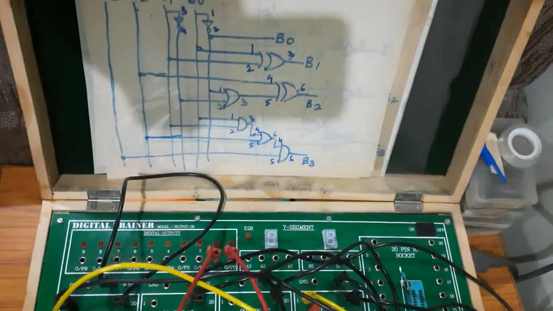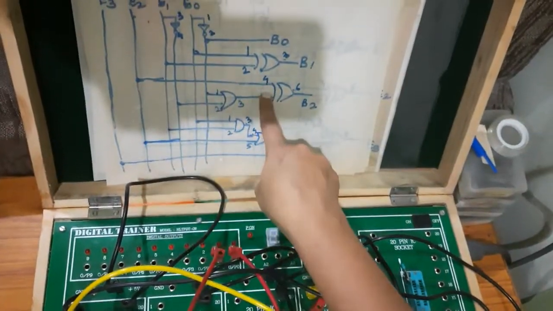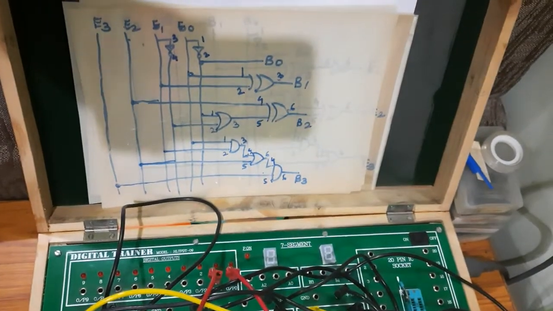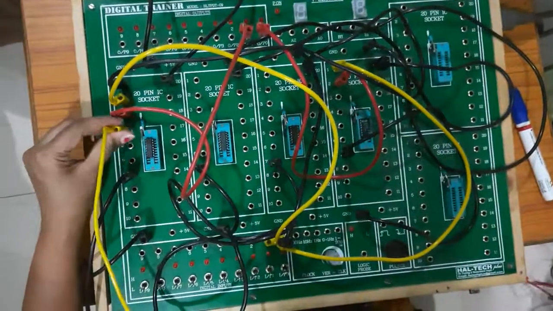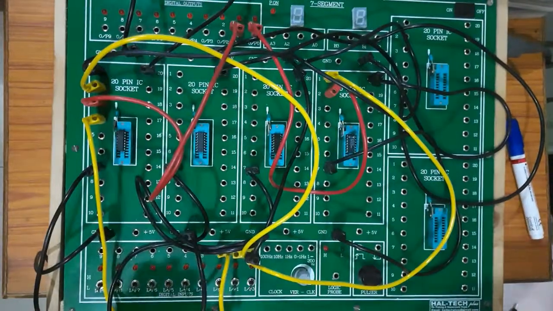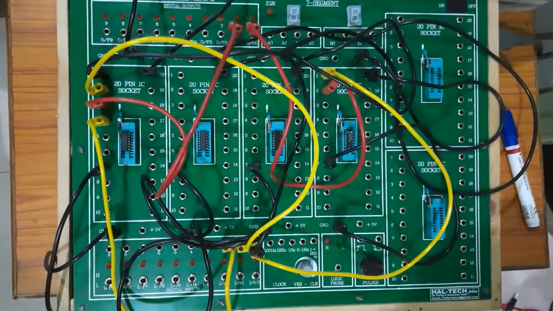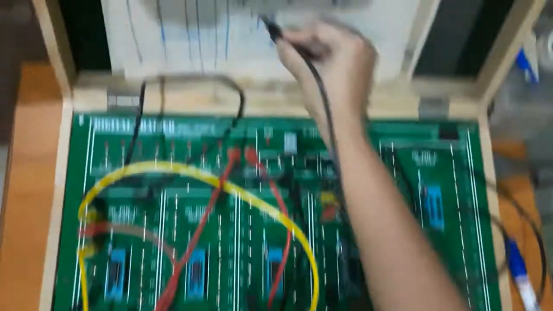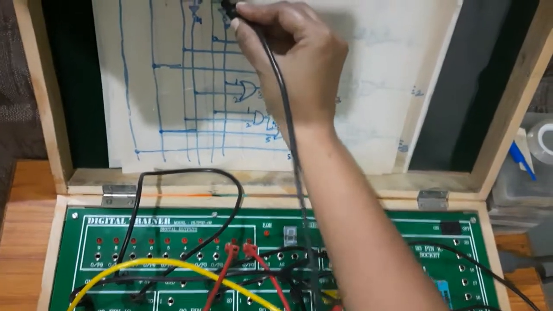Now for B2, the E2 input is to be connected to the fourth pin of the XOR gate. So this is what my XOR gate, the fourth pin, and this is what my E2 is. So this part is done. Now here, for implementation of this part, E0 bar.